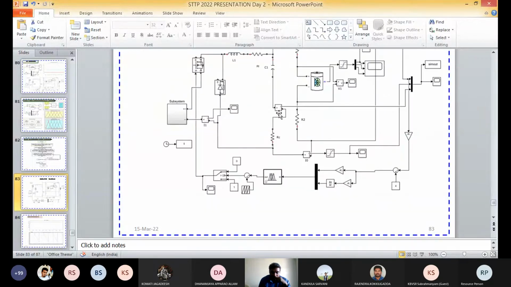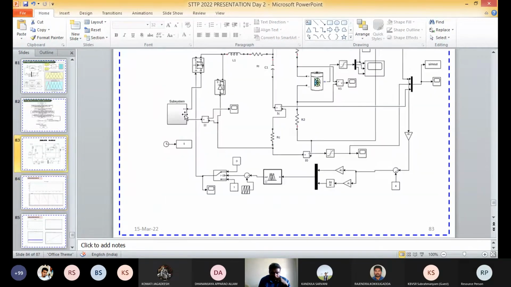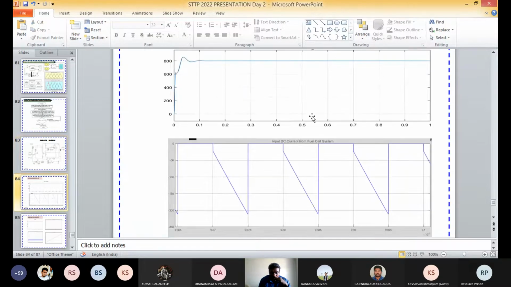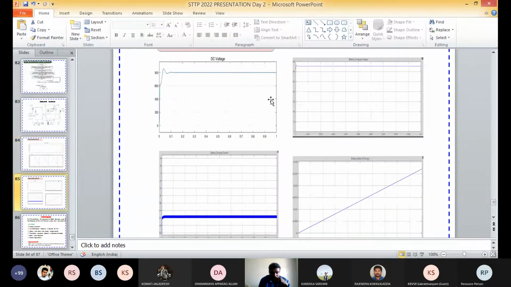This is our MATLAB simulation: fuel cell subsystem, DC to DC converter. This is the battery we are trying to charge, with the help of the fuzzy logic controller we are trying to develop for this. This response shows the input voltage response, and these are the responses we are getting whatever the condition may be. We are trying to get constant voltage and constant charging current, and the battery is charging.